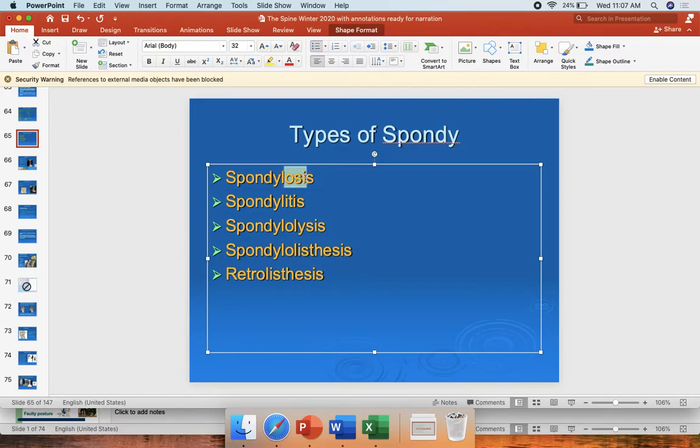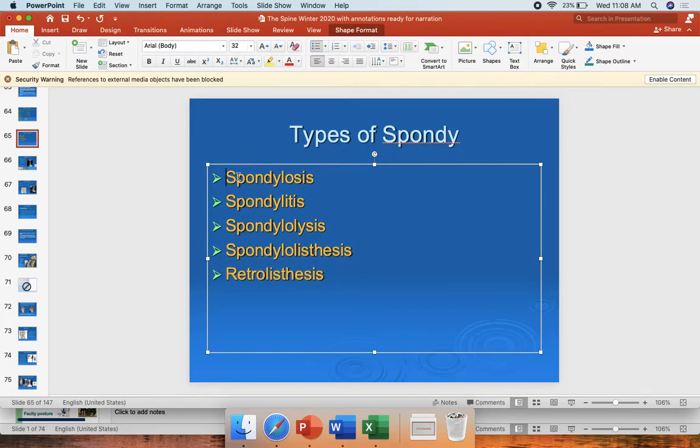So if you remember, an osis is a general condition. It's an overall bucket term for a general condition. An itis, I think you're probably more familiar with that than usual. That means an inflammation. If you remember a lysis, like in a lysosome, a lysis is a crack, or a degradation maybe is a better term. We're going to use it here in this term as a crack or a fracture though. A listhesis is a fancy word for a slippage. Listhesis. This is just a fancy medical word for a slip. And then retro means backwards, and then we have this listhesis again, and that's going to be a slip.